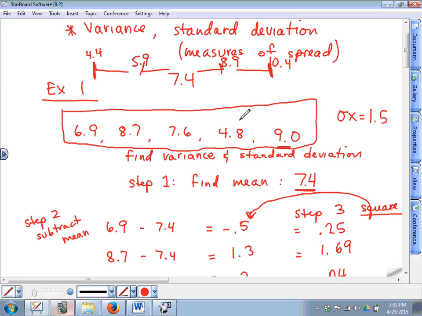Does that encompass every single number in our data list? And the answer is yes. So the question here for example 1 would be, within how many standard deviations do all of the data points lie? And in this case it would be 2 standard deviations. It takes 2 standard deviations to encompass all of these numbers.